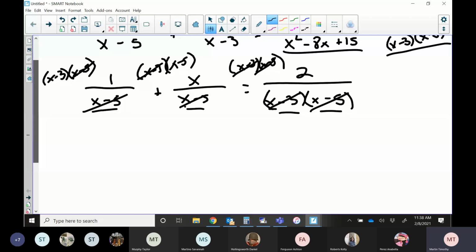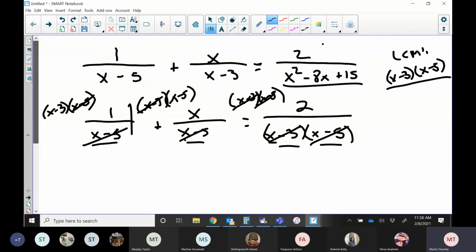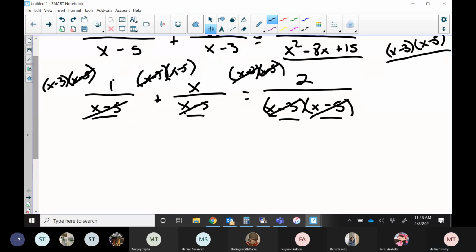And then I distribute with what I'm left, because this is all my denominators turned into 1s. So there are no denominators anymore. That was the purpose of this. I no longer have a denominator. So now I would try to distribute this. Since it's a 1, it's really just going to stay x minus 3.